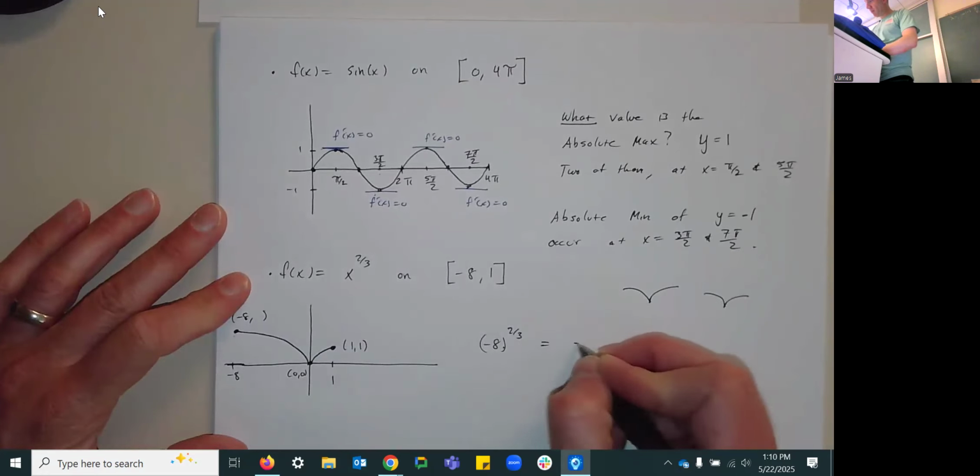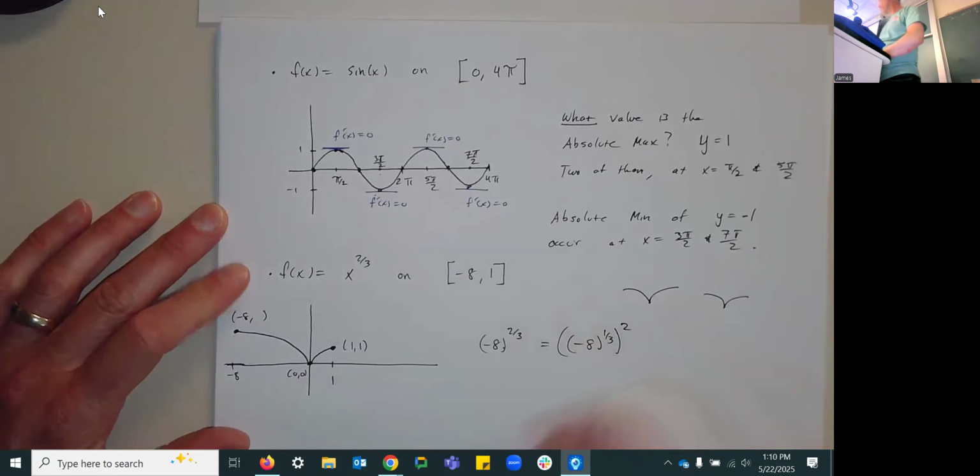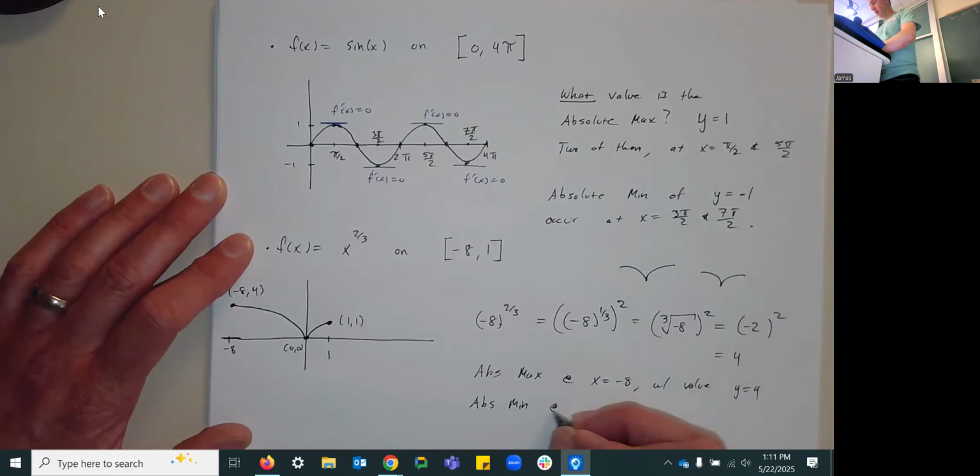This might help. What's the cube root of negative 8? -2, right? You can take cube roots of any positive or negative number, but then it gets squared and becomes +4. So this point over here is (-8, 4). So we can certainly see we have an absolute maximum at x equal to -8 with a value of y equal to +4. And our absolute minimum is not an endpoint, it's an interior point. It's at x equal to 0 with a value of y equal to 0.